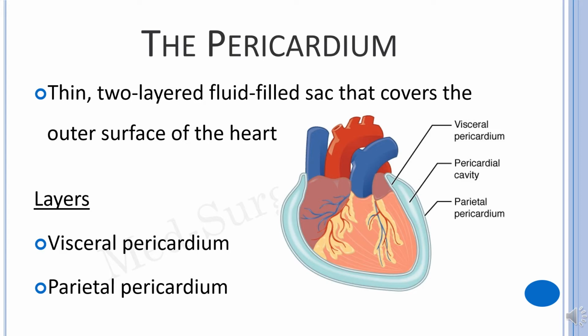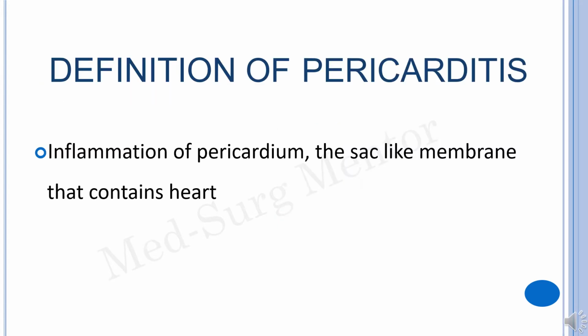As you can see in the picture, there are two layers for pericardium. They are visceral pericardium and parietal pericardium. Space between these two layers is called pericardial cavity, which contains the pericardial fluid. Definition of pericarditis. Pericarditis is defined as inflammation of pericardium, the sac-like membrane that contains heart.